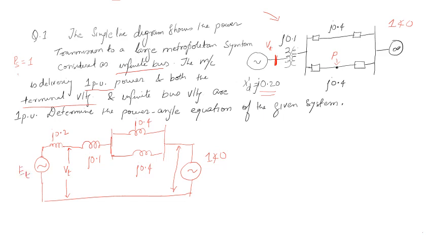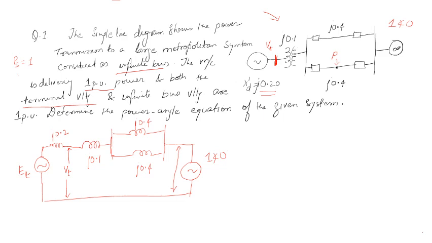The EMF developed in the generator is ET, and the terminal voltage, meaning the sending end voltage coming out of your alternator, is VT. Now we need to find out the power angle equation. Before that, we need to determine at what delta it is operating.